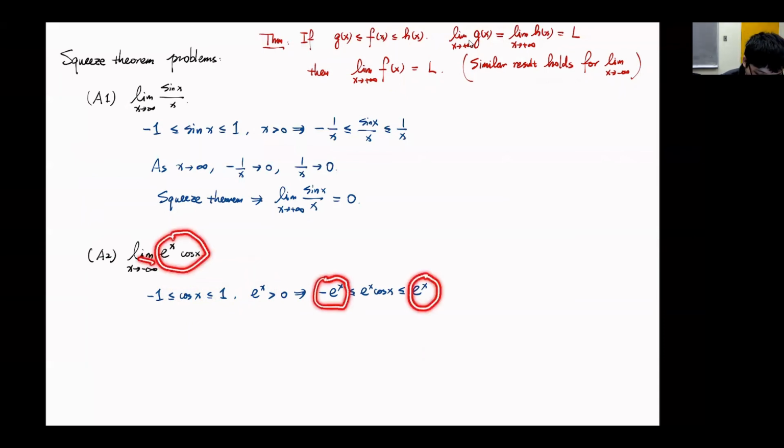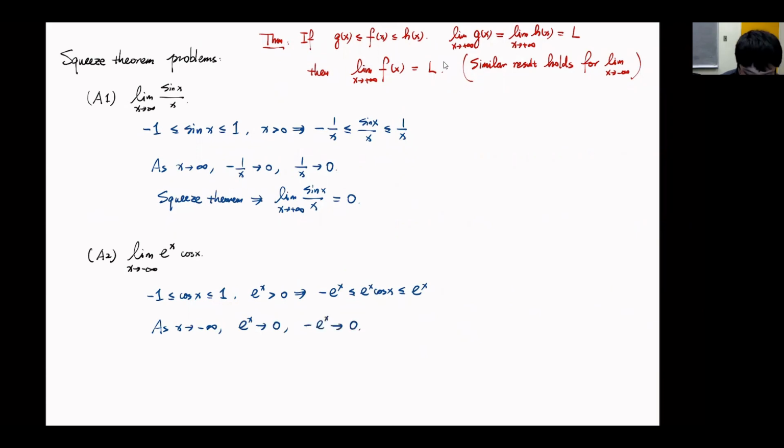And notice that we are looking at the limit at negative infinity. So you should know that as x approaches minus infinity, the upper bound function approaches 0, and the lower bound function minus e to the x also approaches 0. So then the squeeze theorem implies that the limit of the middle function is now forced to be 0. So this is another example of the limit at negative infinity.